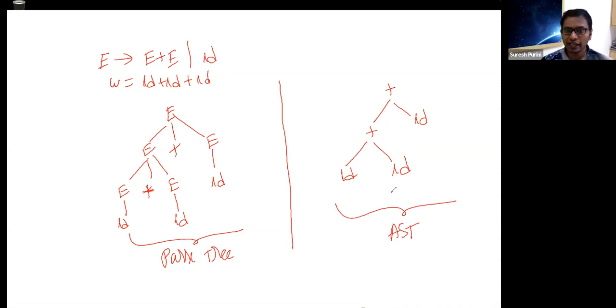So once we have the AST, we can do many things. Semantic analysis is one. Some high-level optimizations.